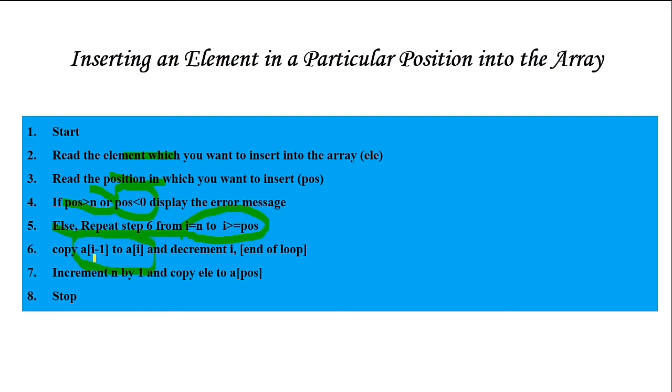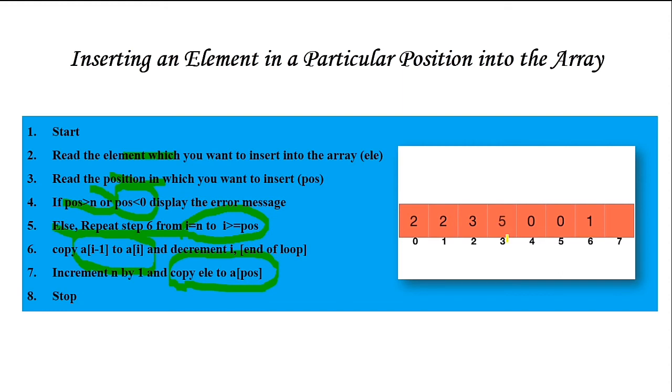What you are going to do? A of I minus 1 to A of I. That means you are just shifting the positions of the particular elements. So suppose you have 1, 2, 3 as your elements, and you want to insert at the second position, then the position of 2 will be shifted to the position of 3, and the position of 3 will be shifted to the position of 4. Like that you are going to shift the array, and to the position wherever you want to insert, there you are going to copy the element. Right? Let us see an example for this.